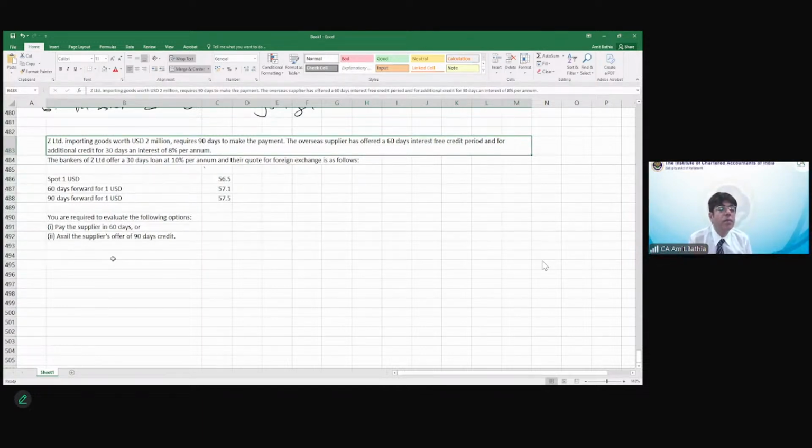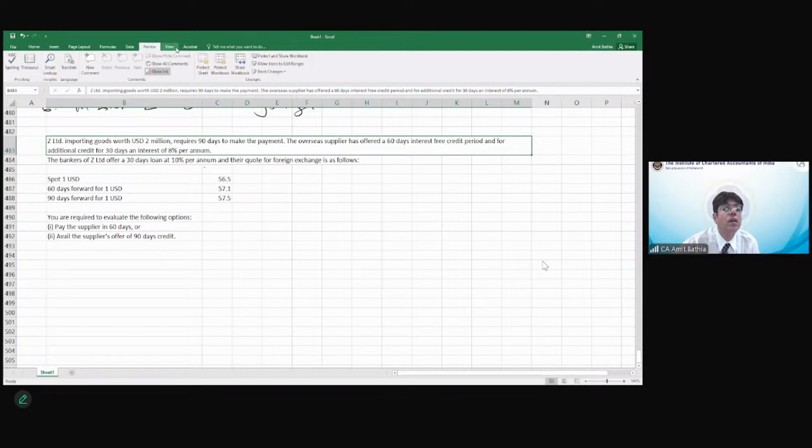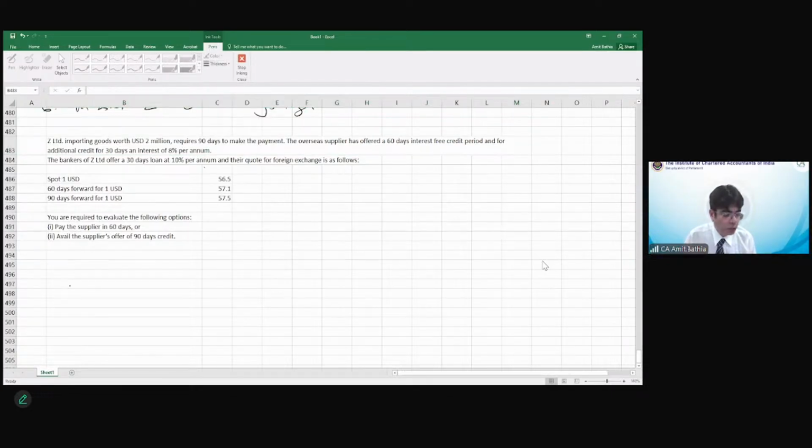If I have to pay the money after 60 days, what is the rate at which I will have to buy the dollars? I will have to buy the dollars at 57.1. Are you all with me? So let us take the first option. Pay the supplier in 60 days.